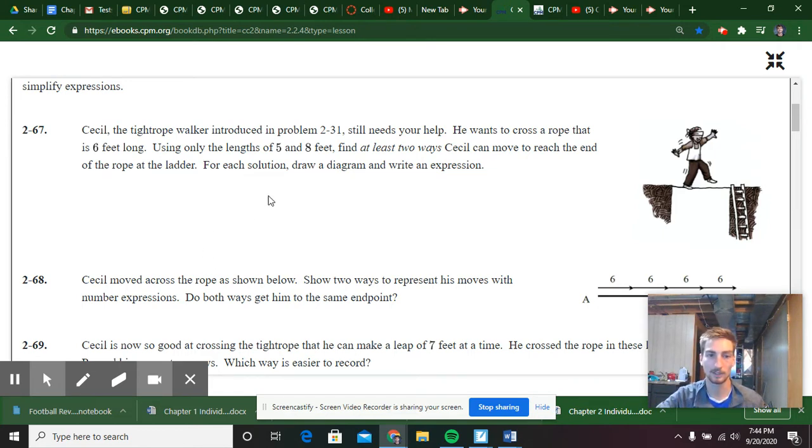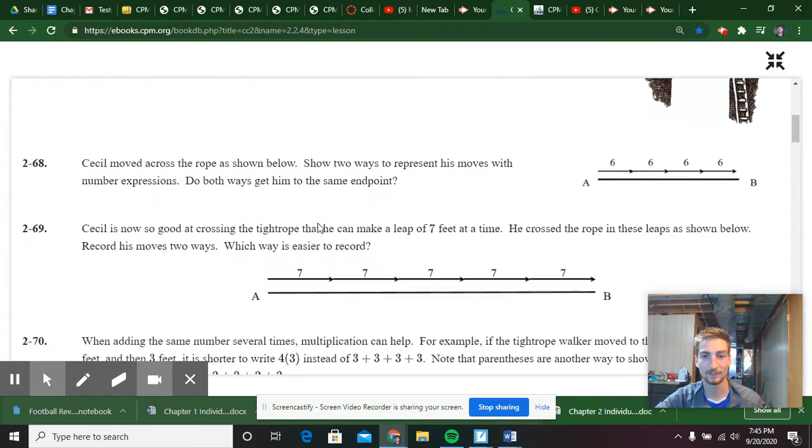All right, so here's the key. Draw a diagram and write an expression. So 2 parts here. And remember, we can go way past that endpoint. So we could have them walk off the screen basically, and then get them to come back. So that's what we're going to do here. But the only lengths we can make them move are 5 and 8 feet. Somehow we're going to have to get them to go 6 feet. All right, so a little bit of thinking there.